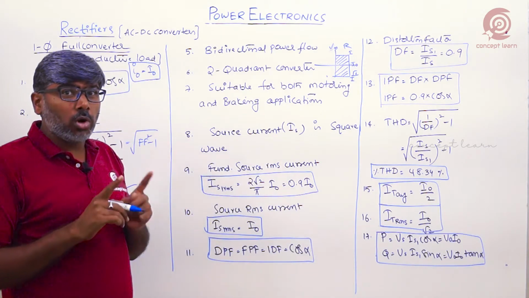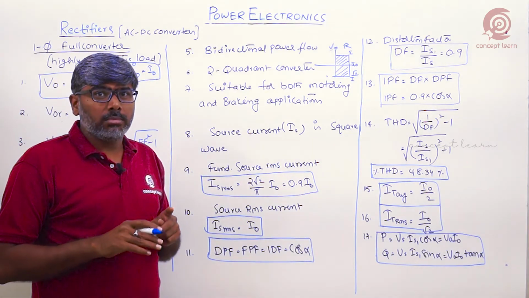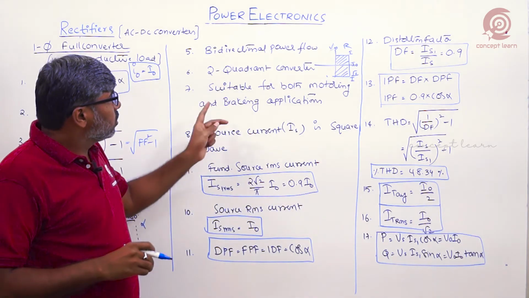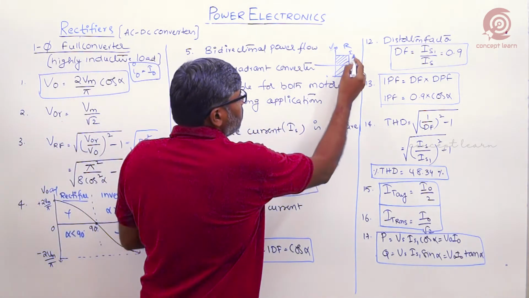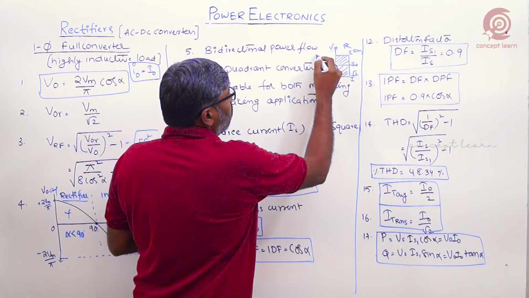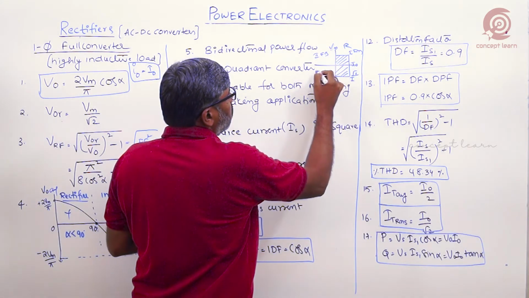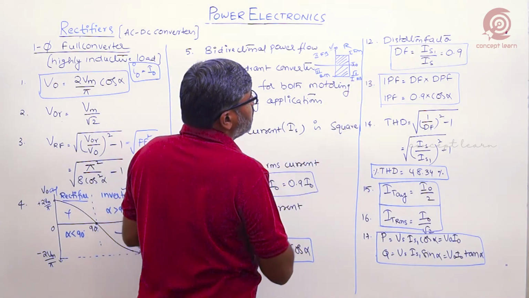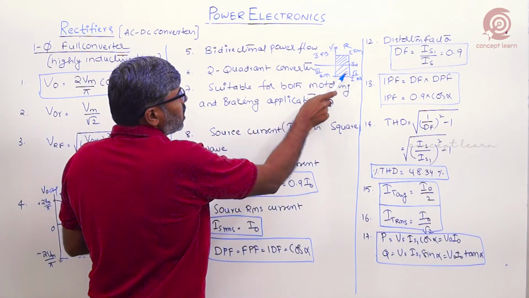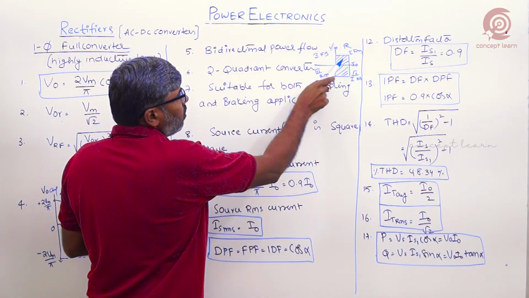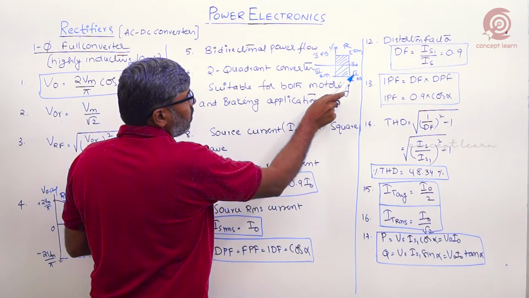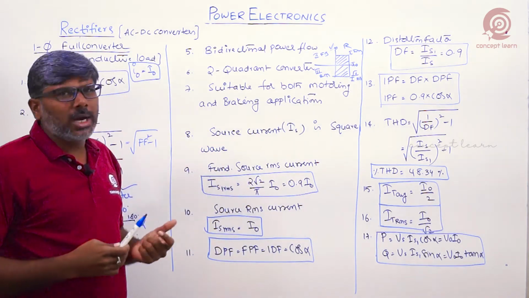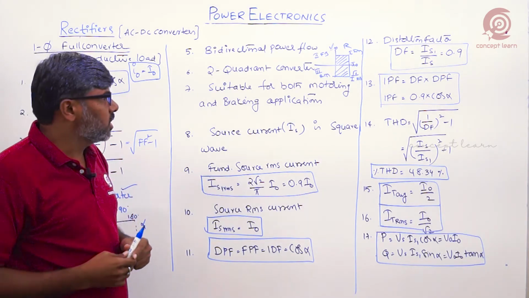So it gives two quadrant operation at a time by varying the firing angle, so it is called a two quadrant converter. When you come to the quadrant operation, the first quadrant is forward motoring, the second quadrant is forward braking, the third quadrant is reverse motoring, and the fourth quadrant is reverse braking. So it gives operation in the first and fourth quadrants. The single phase full converter gives operation in the first quadrant and fourth quadrant, so it is suitable for both motoring as well as braking applications, regenerative braking applications.